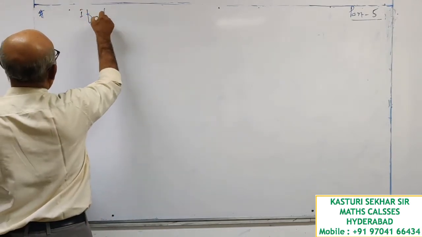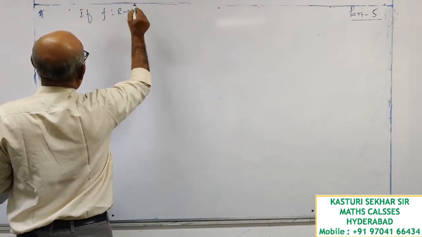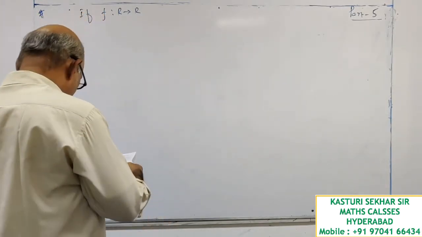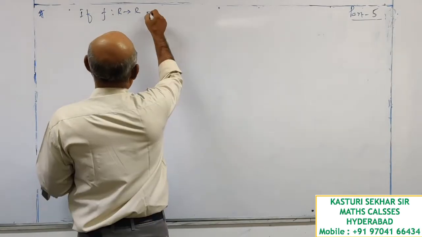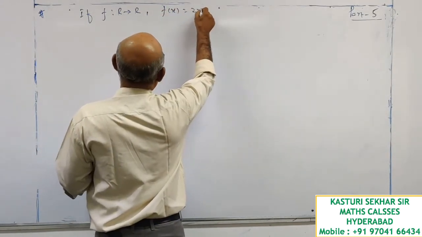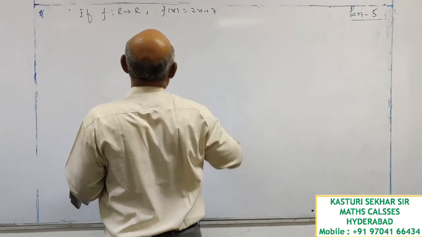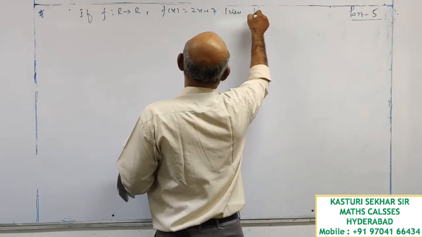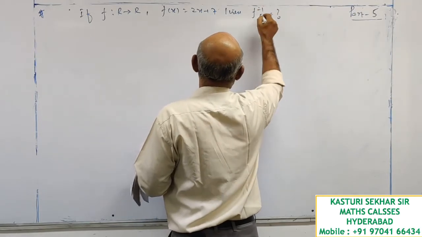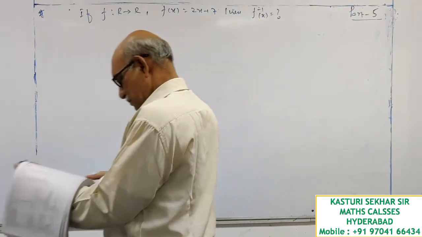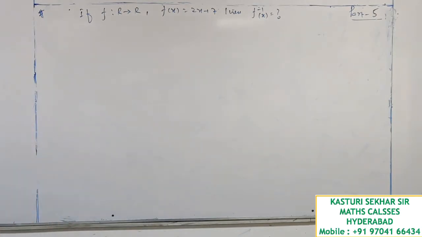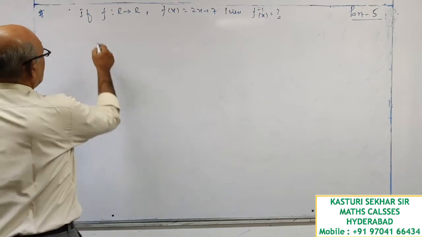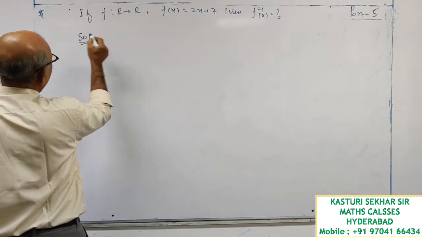If f is a function from R to R, meaning the input is a real number and the output is also a real number, f of x is equal to 2x plus 7, then f inverse is equal to what? Now look at this, very simple.